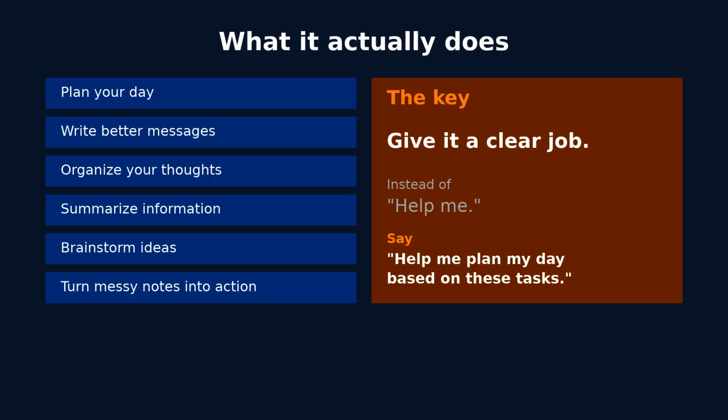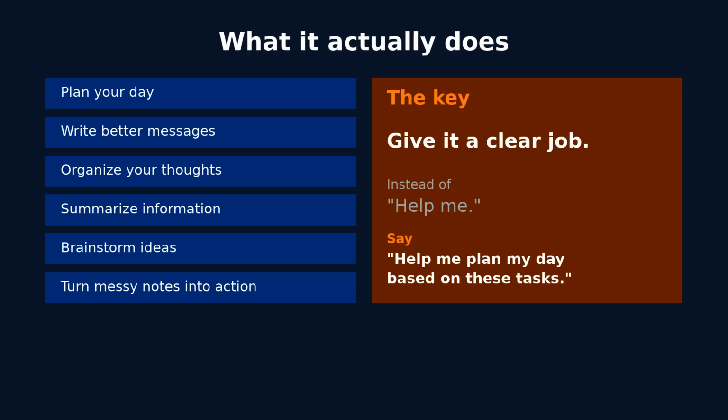What does an AI personal assistant actually do? An AI personal assistant is not a robot walking around your house, at least not yet. For now, think of it like a smart helper you can talk to. You can ask it to plan your day, organize your thoughts, write better messages, summarize information, create lists, brainstorm ideas, explain topics, make schedules, prepare for meetings, turn messy notes into clear action steps.